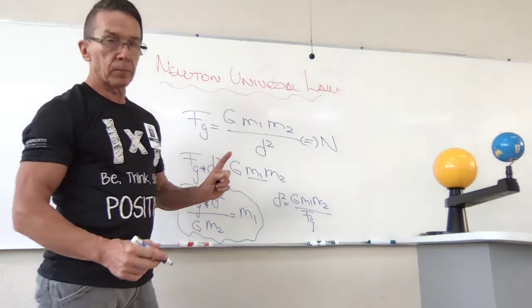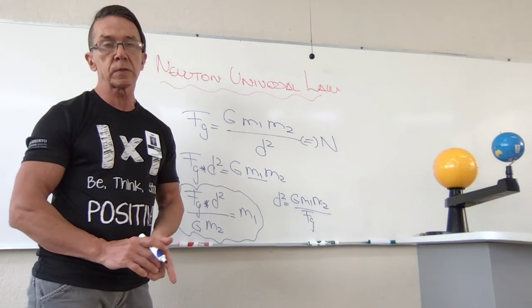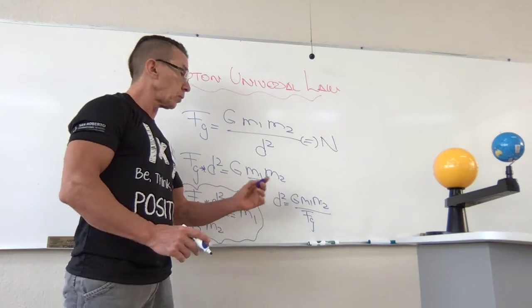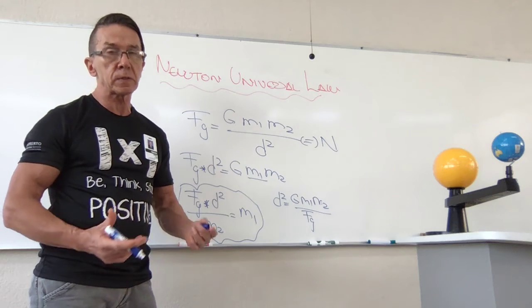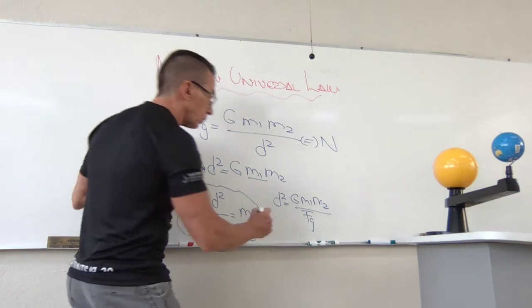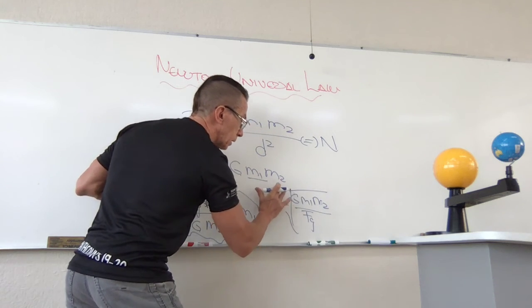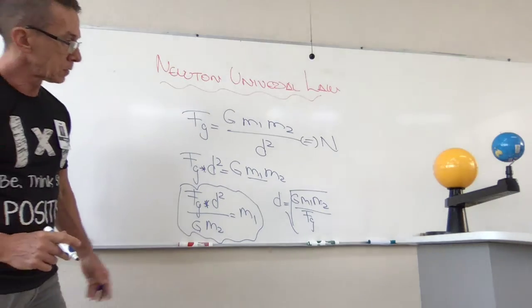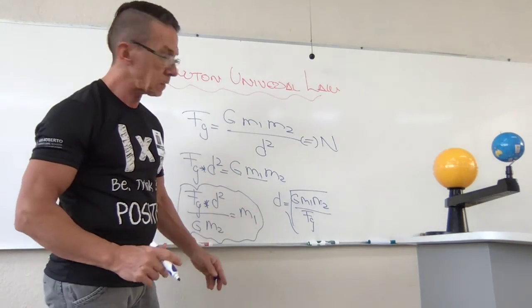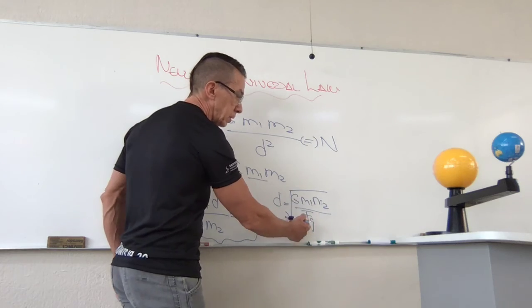Now, there is a little problem here. We have distance squared. We don't want distance squared. So how do we get rid of the distance squared? We get the square root. So we will do the square root of this one, and we get rid of the square. So the final formula for getting distance will be the square root of G m1 m2 divided by force of gravity.